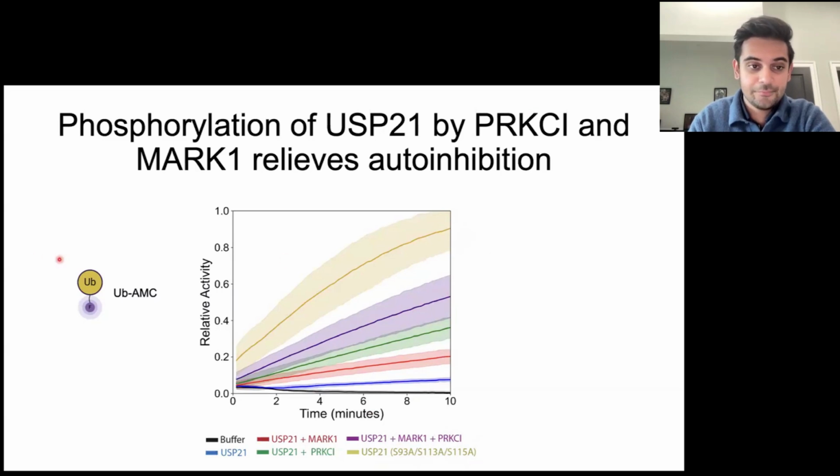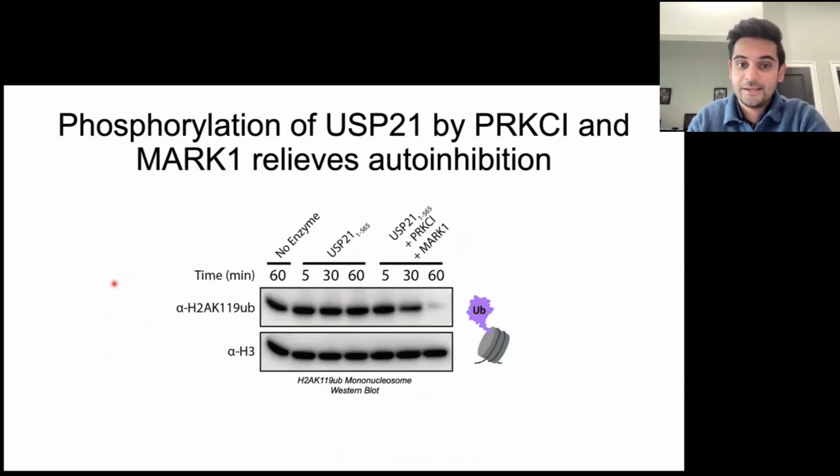And this is true not only for this fluorescent ubiquitin substrate that we use to look at DUB activity. This was also true for H2AK119 ubiquitinated nucleosome, importantly, where the phosphorylation of full-length USP21 increases its activity and allows it to effectively deubiquitinate H2AK119 ubiquitin.